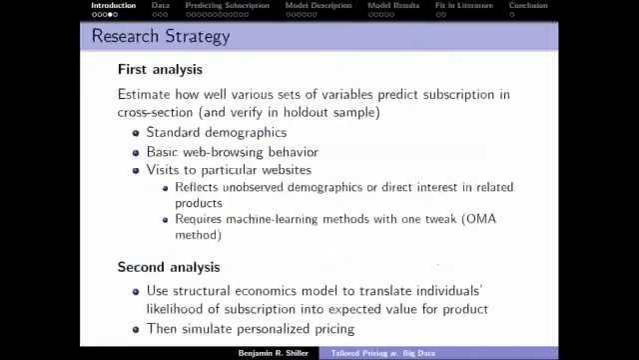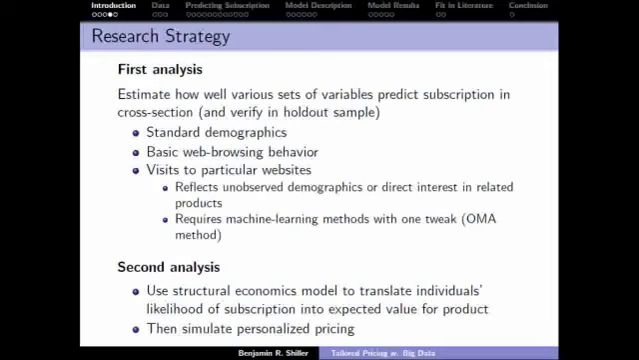Okay, so the general research strategy, I'm going to break it down into two parts. The first part is something I can verify in a holdout sample. In that part, I'm just going to look at how well different sets of variables allow me to predict whether or not someone is a subscriber to Netflix. Just a binary variable. And so first I'm going to look at standard demographics.